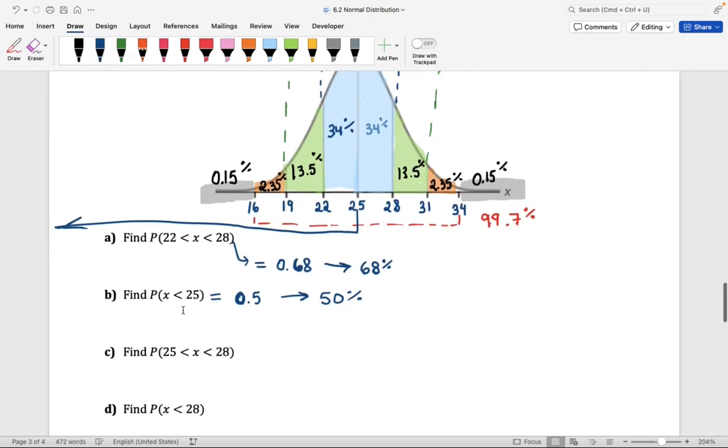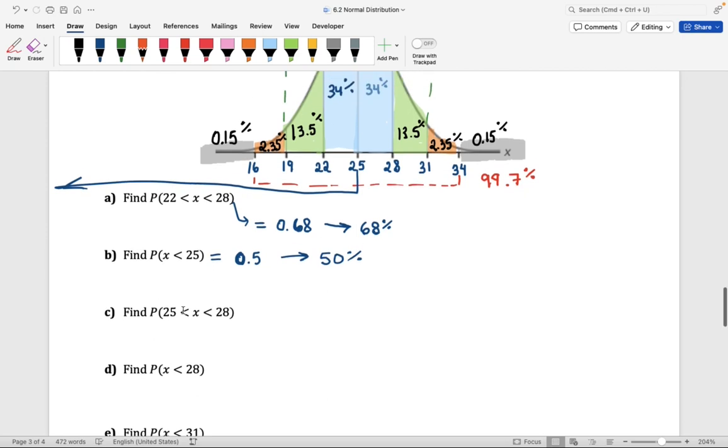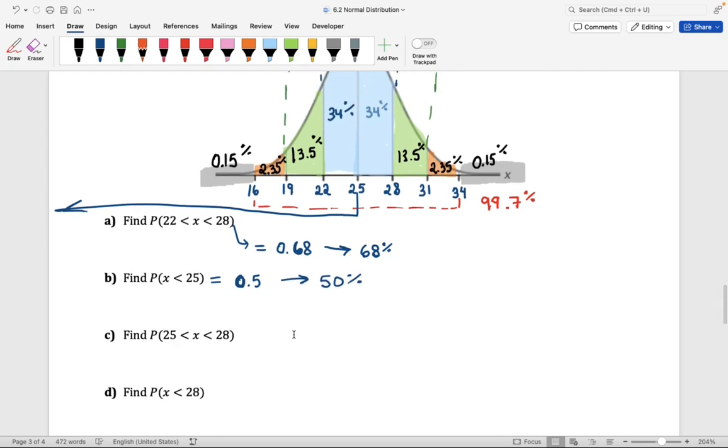Now I'm going to let you do part B, C, and E on your own. With the visual that we have, you should be able to answer those questions. Now, I'm going to ask you to give me those probabilities as a percentage. So again, keep that in mind. You're going to be providing a percent.